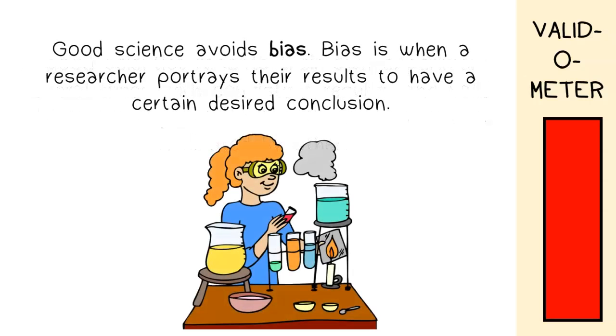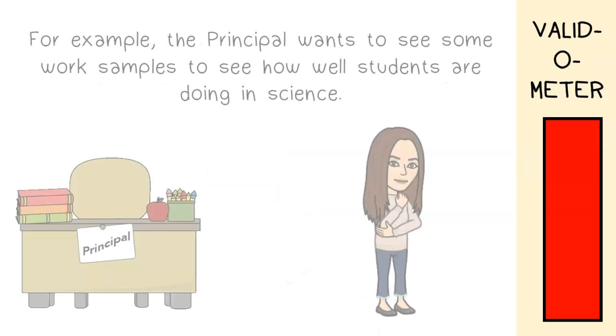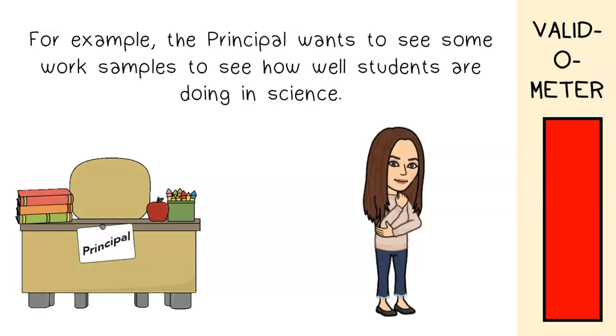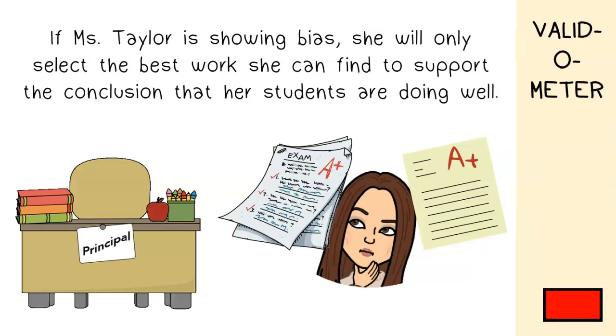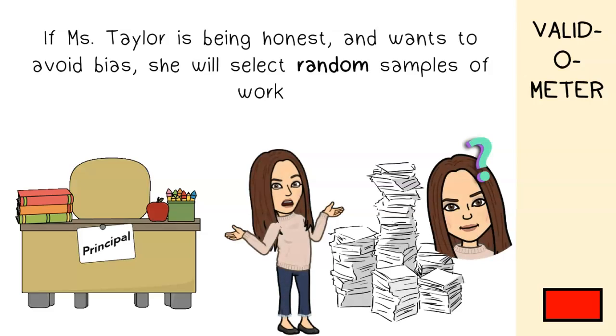Good science avoids bias. Bias is when a researcher portrays the results to have a certain desired conclusion. For example, the principal wants to see some work samples to see how well students are doing in science. If Miss Taylor is showing bias, she will only select the best work she can find to support the conclusion that her students are doing well. If Miss Taylor is being honest and wants to avoid bias, she will select random samples of work.